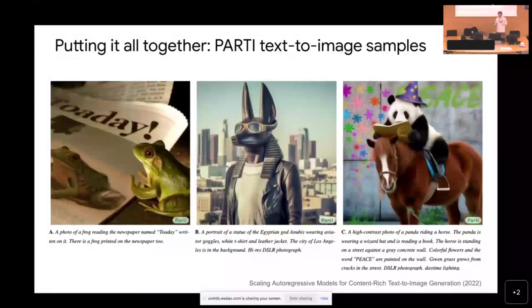How many of you have actually played with DALL-E 2 or Stable Diffusion? Has anybody? Wow. Well, I'm just preaching to the choir. And a high contrast photo of a panda riding a horse.